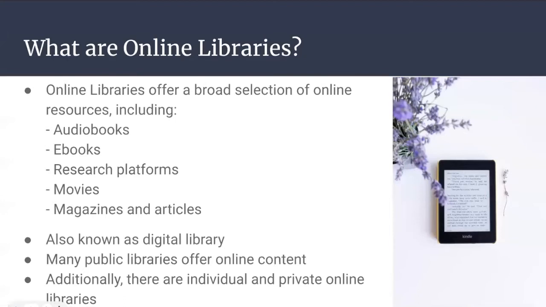So to start off, what are online libraries? These offer a broad selection of online resources on their platforms, including audiobooks, ebooks, research platforms, movies, magazines, and even articles as well. So you can really listen, read, and watch. It is also known as a digital library, as it is online. And these may stem from public libraries because many of them do offer online content. And additionally, there are individual and private online libraries.